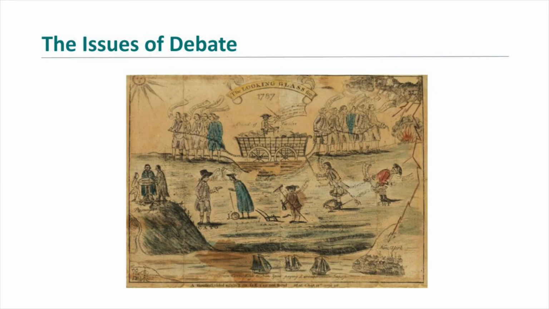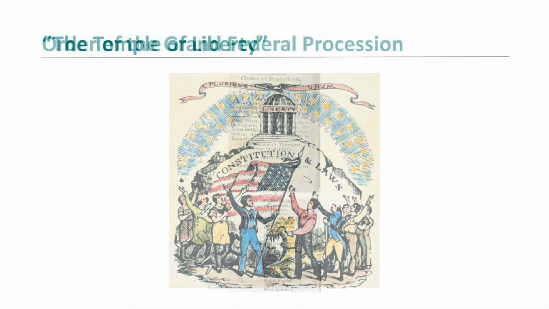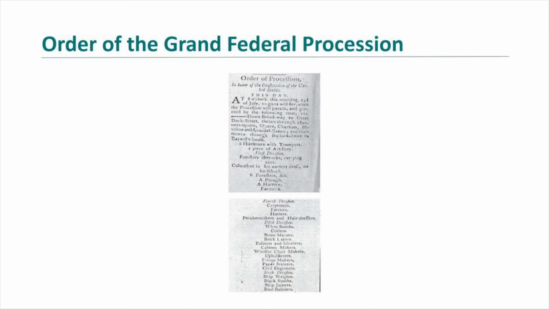And here is a late 18th century engraving of Americans celebrating the Constitution beneath the Temple of Liberty. And here is an order of the Grand Federal Procession. In New York City, there was a Grand Federal Procession in 1788 celebrating the ratification of the Constitution. Members of each trade and occupation marched together. This document illustrates the variety of crafts in the pre-industrial New York City.